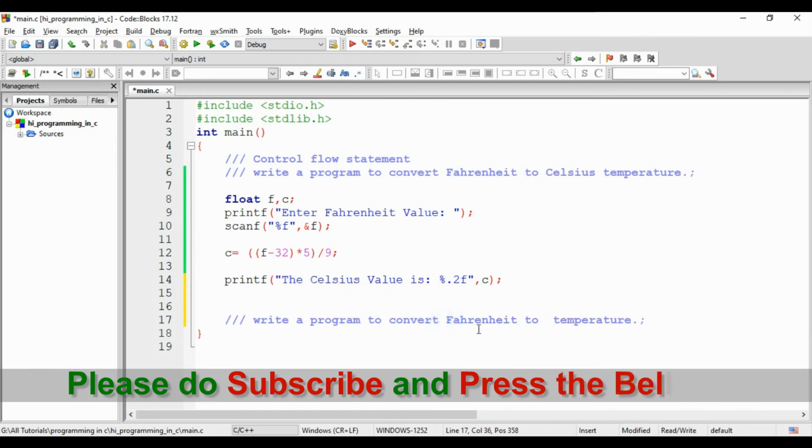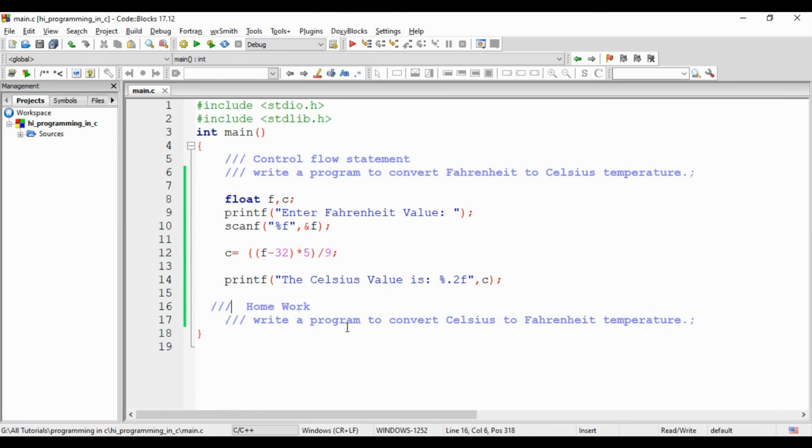Okay, guys, I would like to tell you that the homework is for all of you: write a program to convert Celsius to Fahrenheit temperature. Homework for all of you. Okay, I'll write a program to convert Celsius to Fahrenheit temperature.